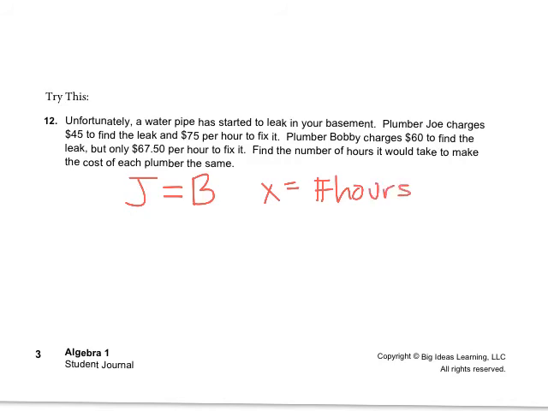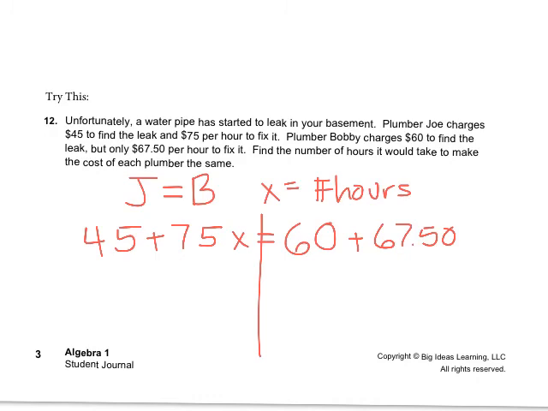All right, so let's look at Joe first. What does Joe charge you? $45 to find it. How many times did he charge you that $45? Just once. So 45 plus, what else does he charge you? 75 per hour. So 75x. Okay, then that's equal to Bobby. So Bobby charges $60 to find the leak plus, sorry, I'm struggling, $67.50 per hour.